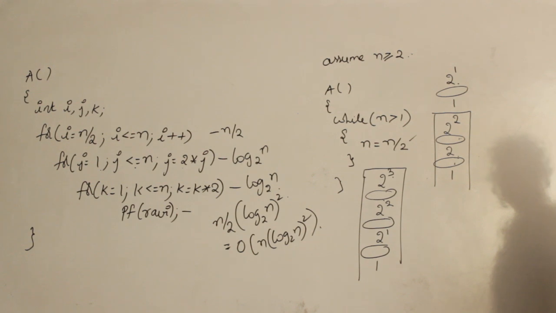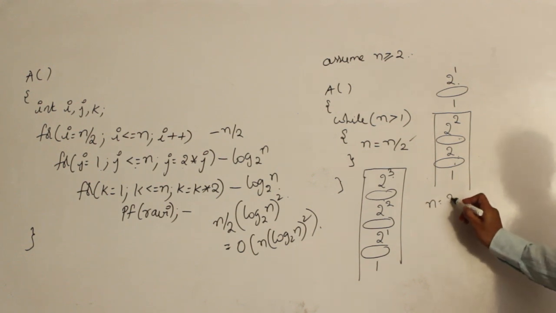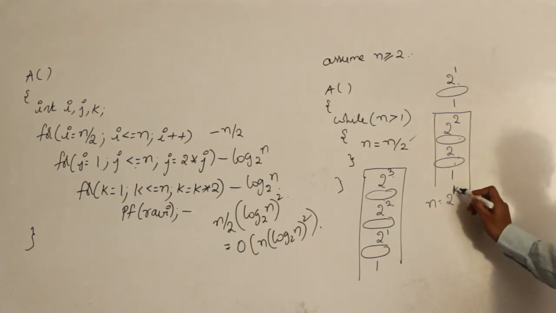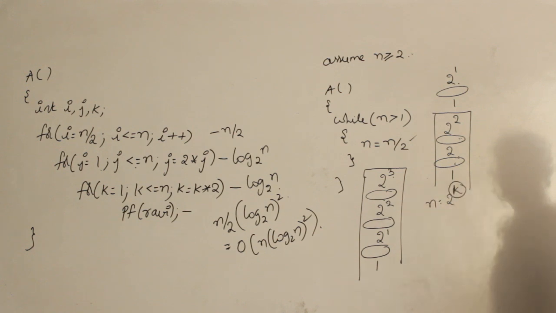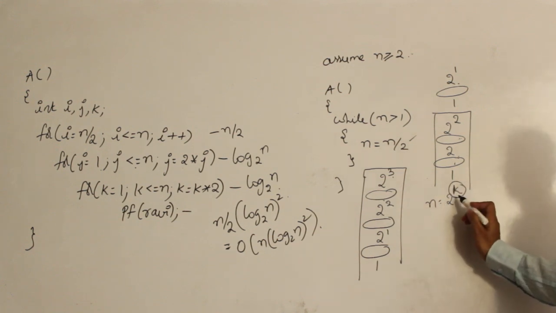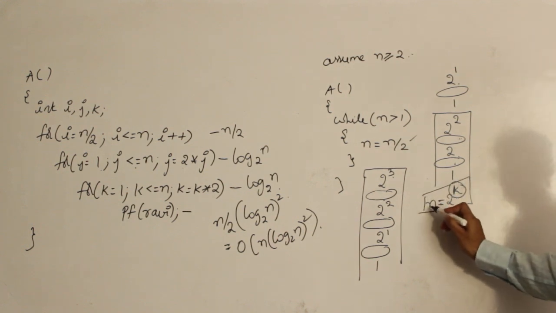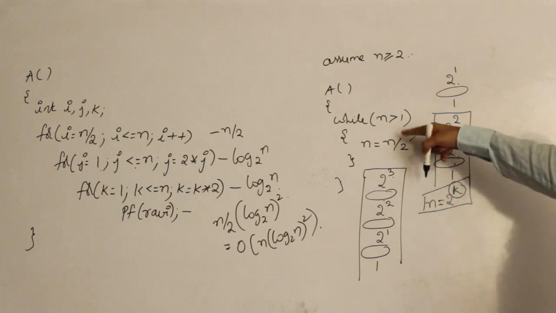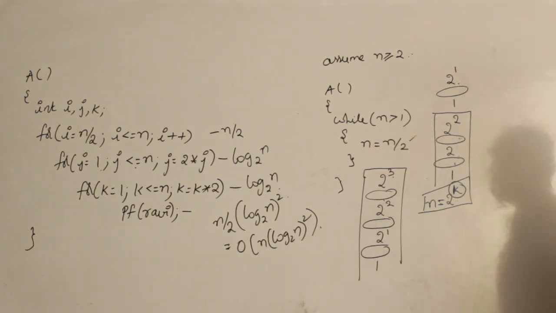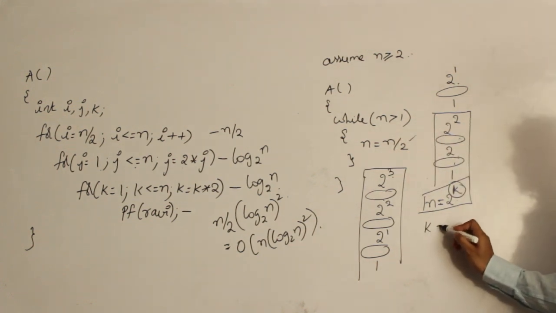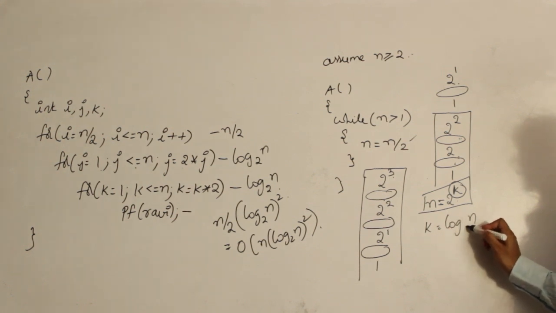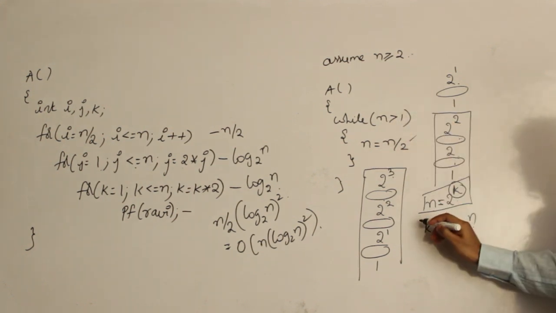So assuming that n is a power of 2 and n equal to 2 power k, we can say that it is going to get executed k times, where k is log n base 2, isn't it? If we assume that n is a power of 2, which means n equal to 2 power k, then we can say that this loop is going to get executed k times. Therefore k is log n base 2. Therefore the number of times this one will get executed is log n base 2.